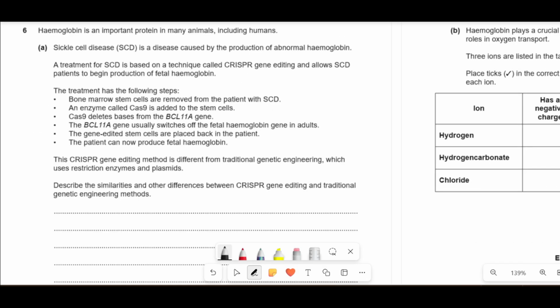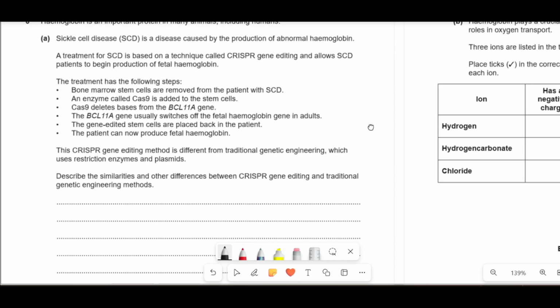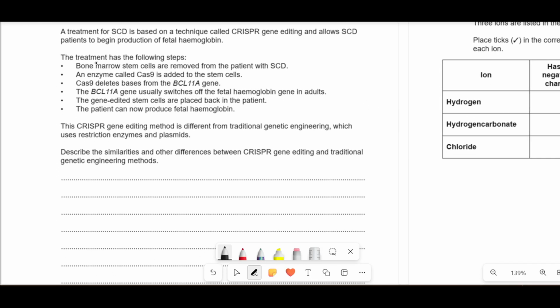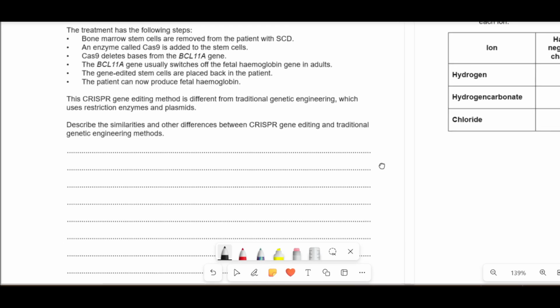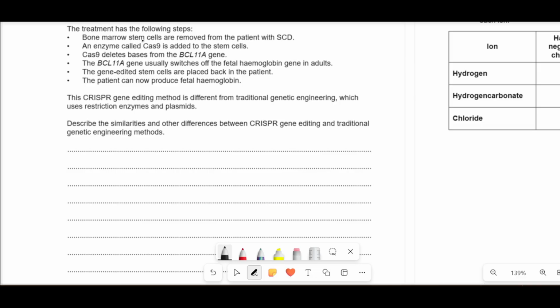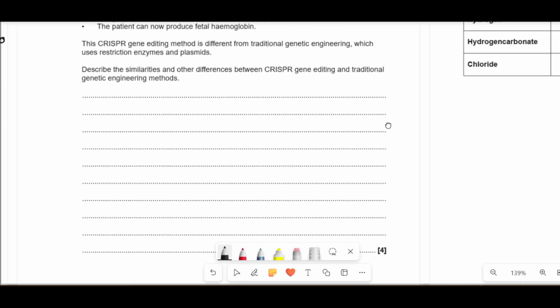So now it says hemoglobin is an important protein in many animals, including humans. Sickle cell disease is caused by the production of abnormal hemoglobin. A treatment of sickle cell disease is based on a technique called CRISPR gene editing, and it allows SCD patients to start producing fetal hemoglobin, and it's done by these steps. Bone marrow stem cells are removed from people with SCD. An enzyme called Cas9 is added to them. Cas9 deletes the bases from the BCL11A gene, and this BCL11A gene usually switches off the fetal hemoglobin gene in adults. So if we're cutting that out, it means that fetal hemoglobin gene is now on. The gene-edited stem cells are then placed back into the patient, and the patient can now produce fetal hemoglobin.